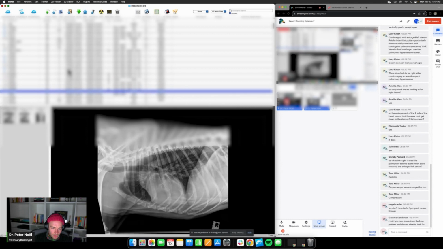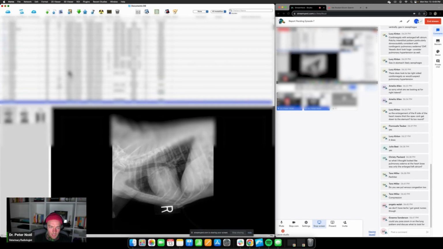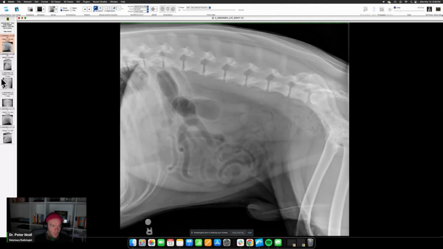Here we go. Let's see. I'm going to get an abdomen here. 1, 2, 3, 4, 5, 6. Okay. This is a 4-year-old mixed breed male that has been vomiting for 24 hours. There are 6 abdominal radiographs that your nurses have taken that the dog has allowed. Let's give you a minute.